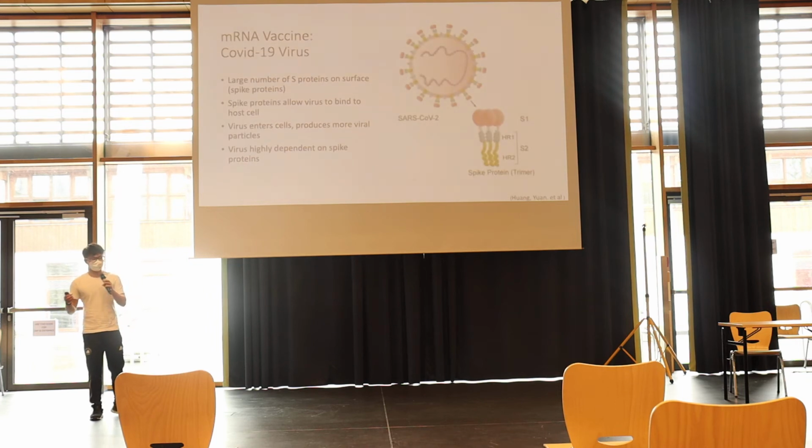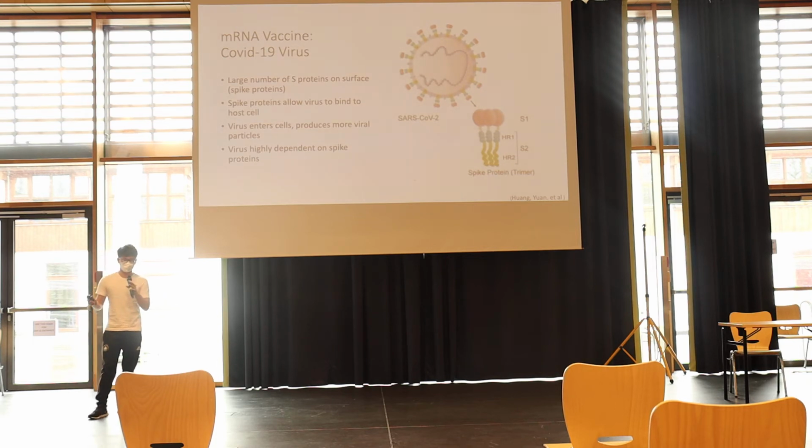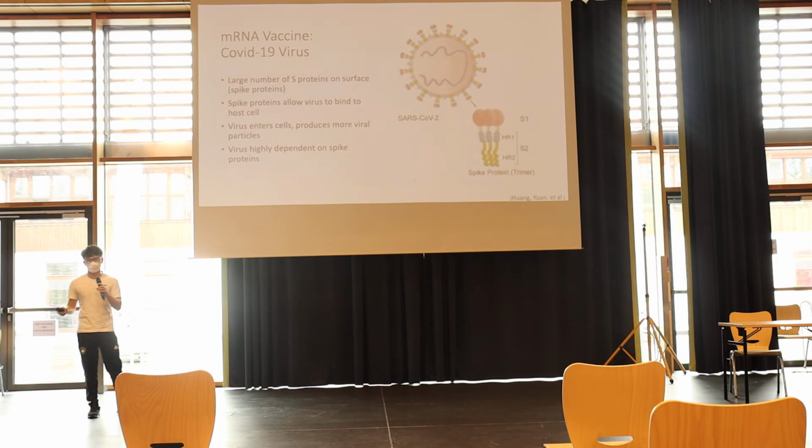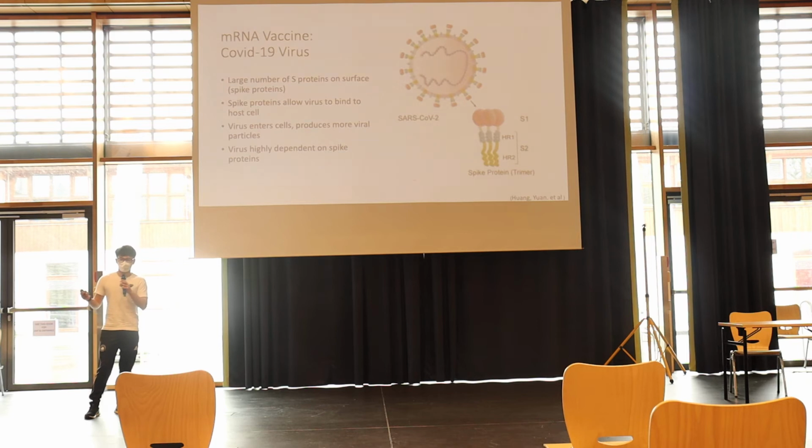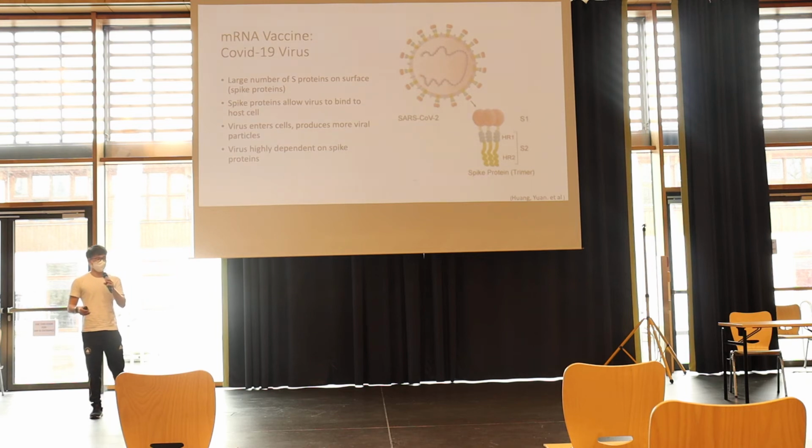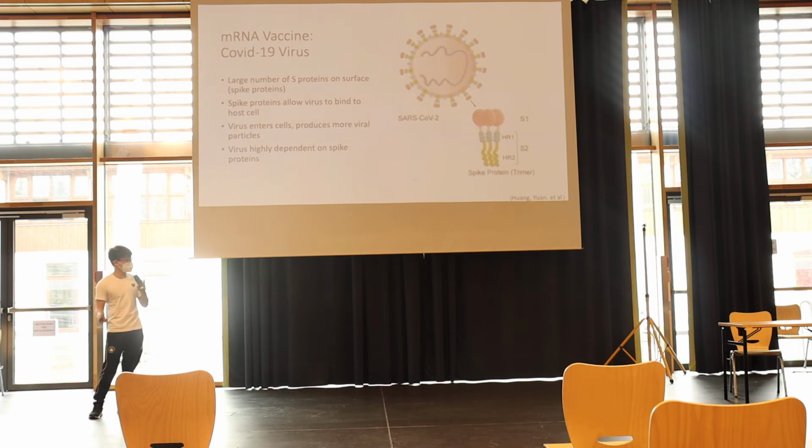So the COVID-19 virus's structure has a lot of S proteins on the surface of the virus. These are more commonly known as the spike protein. What the spike protein does is that it allows the virus to bind to a host cell, allowing it to transfer its genetic information into the cell to take over the cell's function. As a result, the virus can then use the cell to create more viral particles, leading to a viral infection. And this makes the spike protein a useful target for vaccines and the immune system.